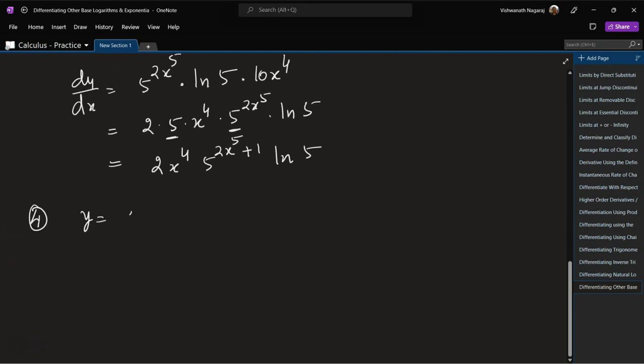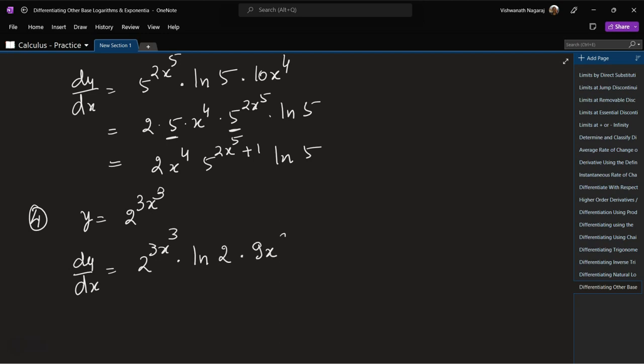Okay, fourth one, y is equal to 2 to the power of 3x cube. Again, dy by dx, this is nothing but a to the power of x. So that means a to the power of x times ln of a, that is 2, times 9x square. So the derivative is 9. There is no common factor, so we can leave it as it is. 9x square times 2 to the power of 3x cube times ln of 2. Okay, fifth one.